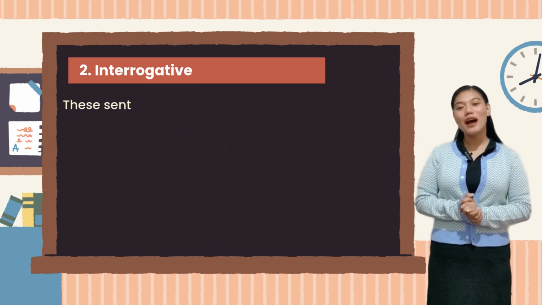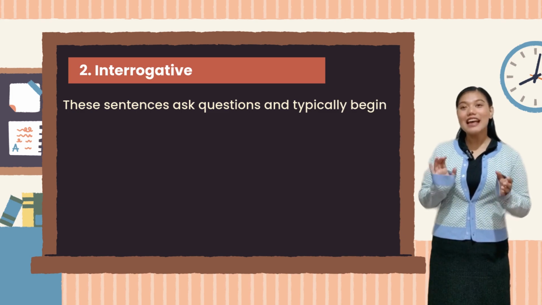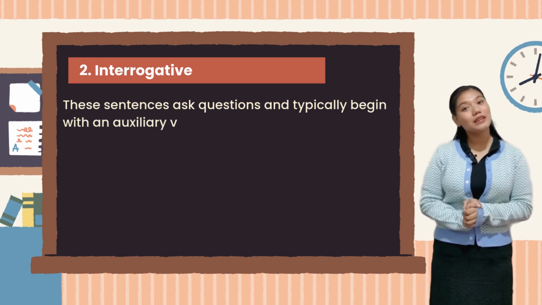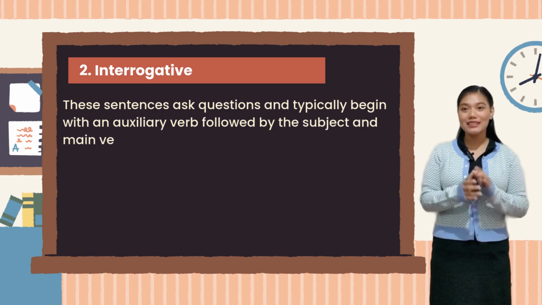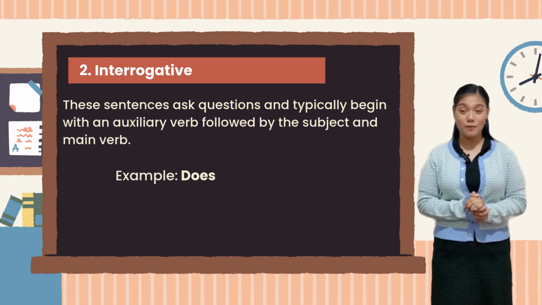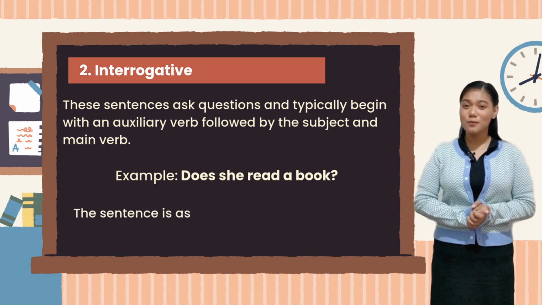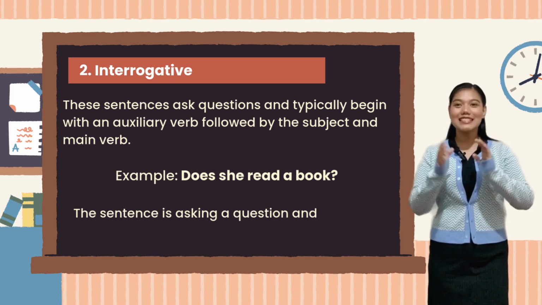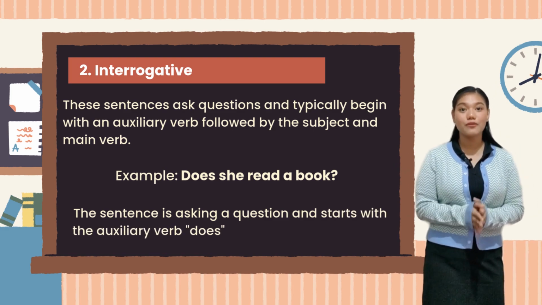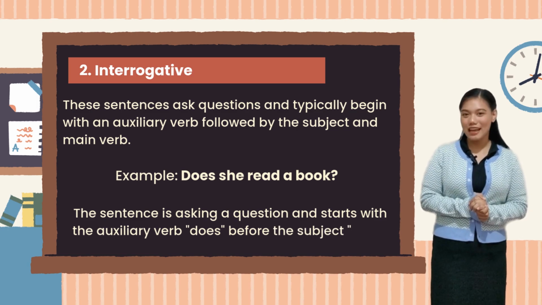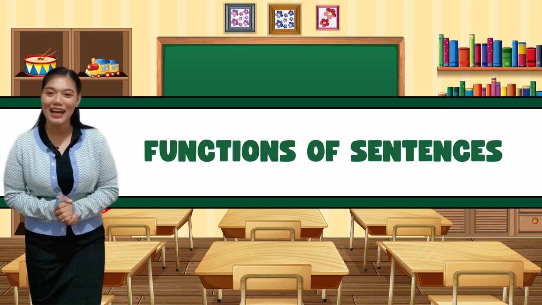Now for the second one, we have interrogative. The sentence asks a question and typically begins with an auxiliary verb followed by the subject and the main verb. For example, does she read a book? The sentence is asking a question and starts with the auxiliary verb does before the subject. Are you still listening? I hope you still follow.